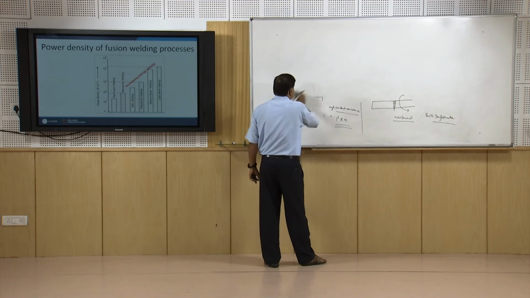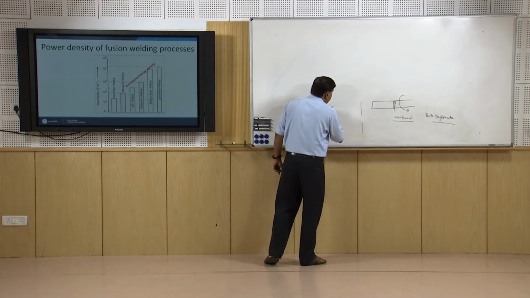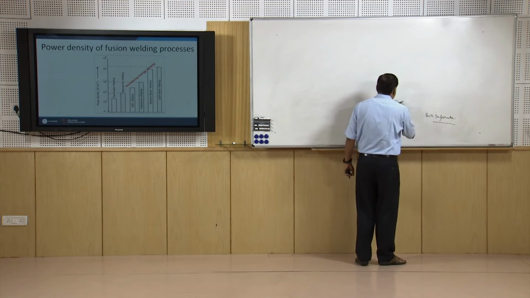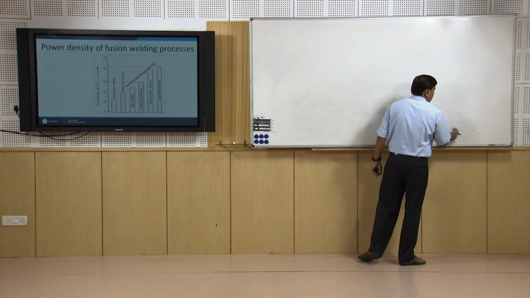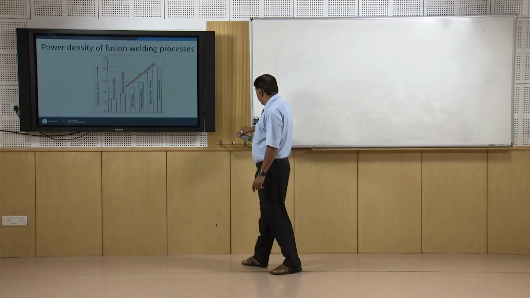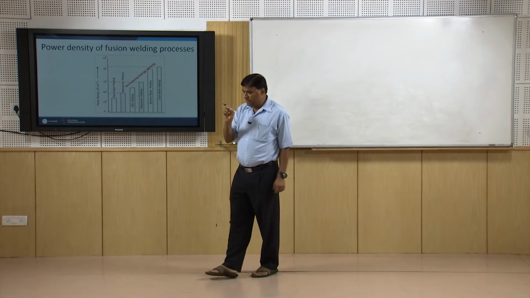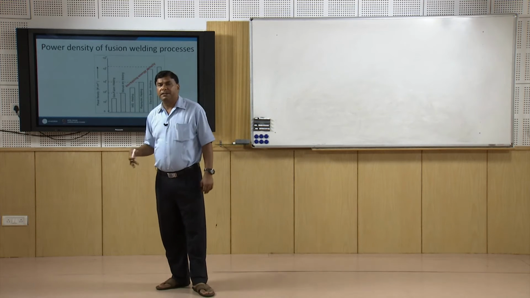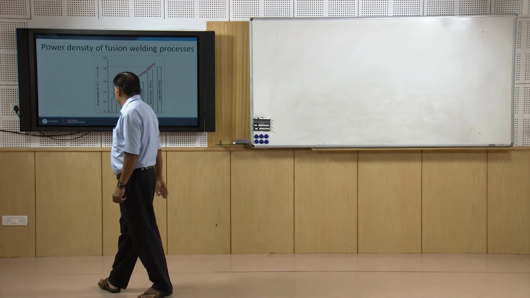In addition to this, in radiation based processes like laser and electron beam, the beams are directed over a very small area and very high energy density is produced, and that helps in melting of the faying surfaces in a very short period over a very small area, and that makes the melting very efficient and effective for joining purposes.